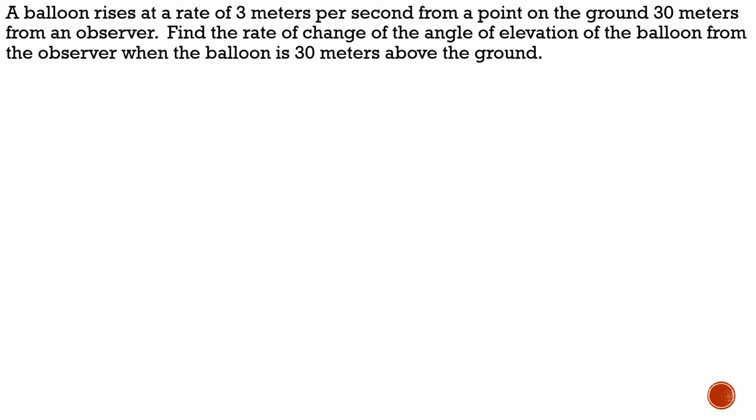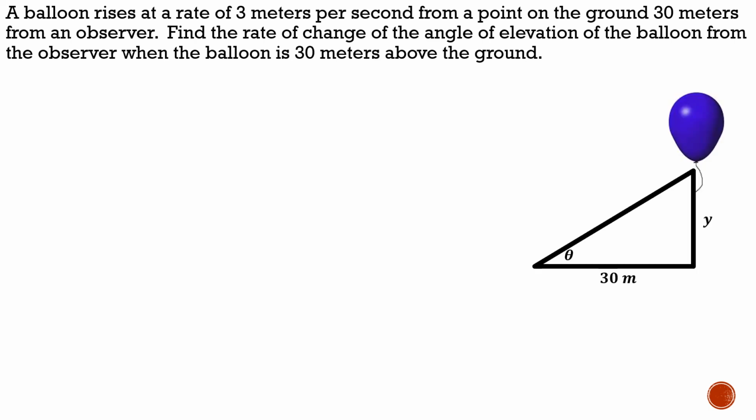A balloon rises at a rate of 3 meters per second from a point on the ground 30 meters from an observer. Find the rate of change of the angular elevation of the balloon from the observer when the balloon is 30 meters above the ground. So again, here's my picture, and I've plugged in everything they told me. I know that my vertical height y has dy/dt of 3 meters per second. They want me to find d theta/dt, the rate of change of the angle of elevation, when y is 30.